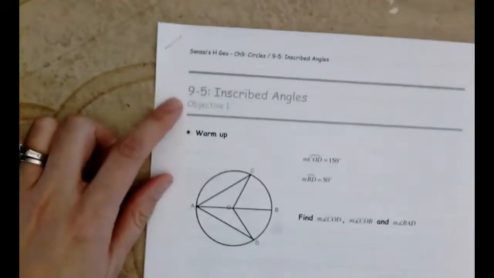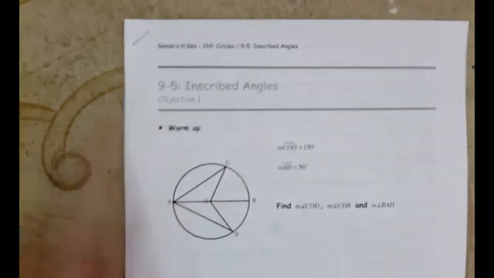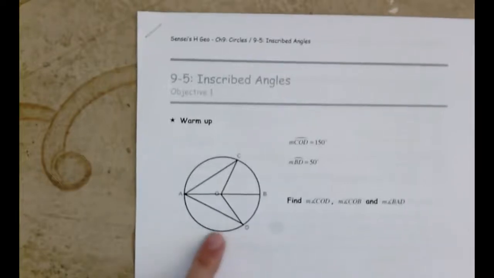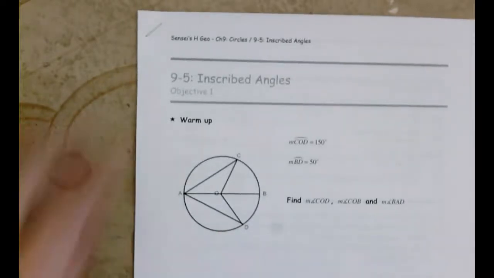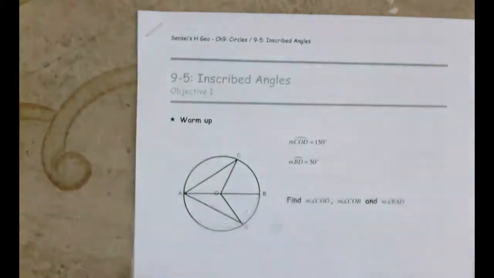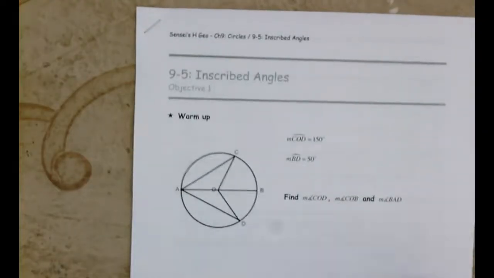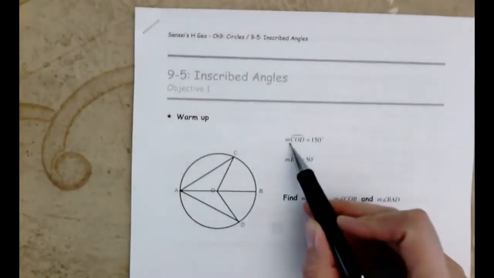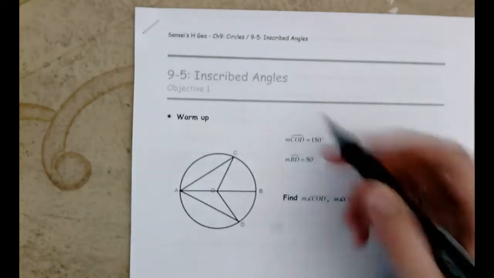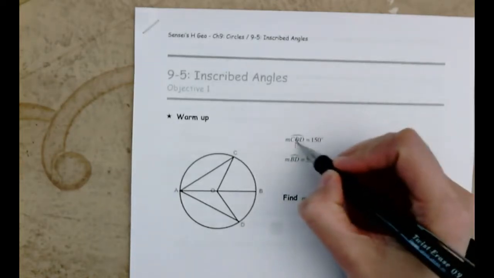Okay, this is 9-5 inscribed angles. Let's start with the warm-up. I think you remember doing this problem in the packet and also on the test. I think there's a typo here. This is the measure of arc CBD, it should say CBD.